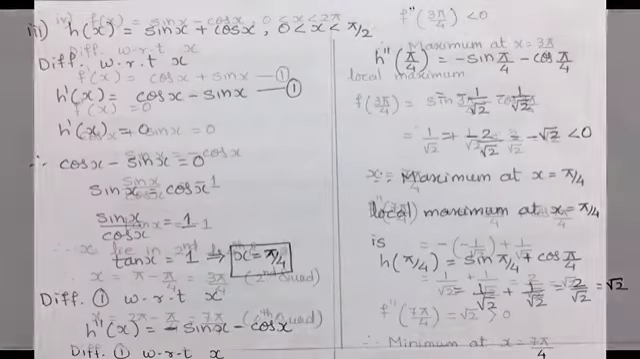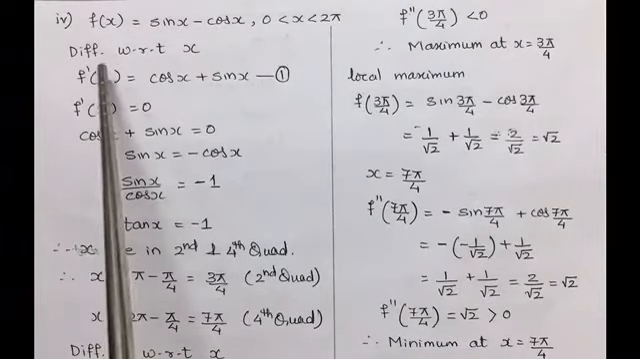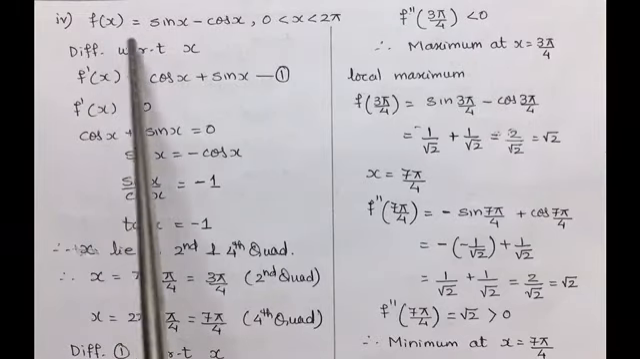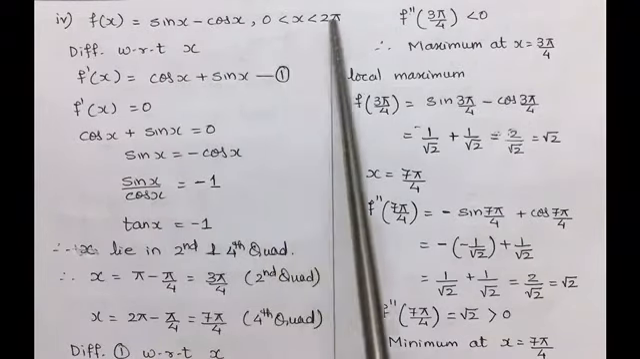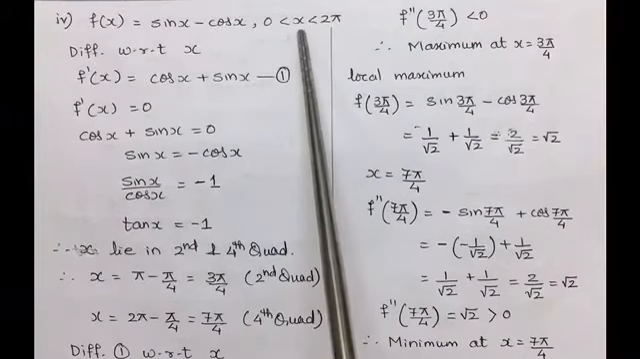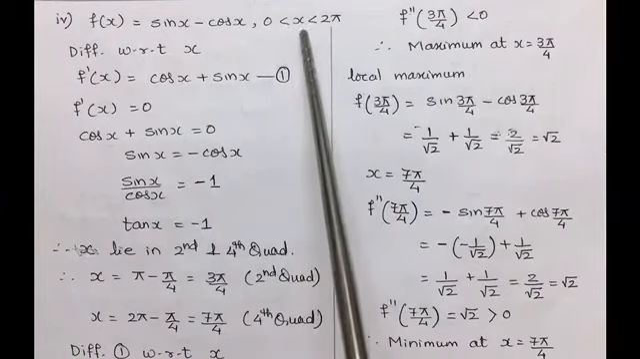Question number 4 of example number 3 is f x is equal to sin x minus cos x, where x is lying in all the 4 quadrants. 0 to 2 pi means all the 4 quadrants.